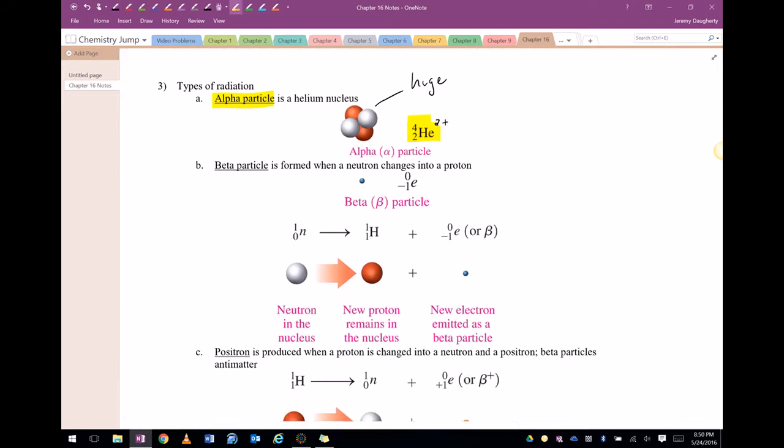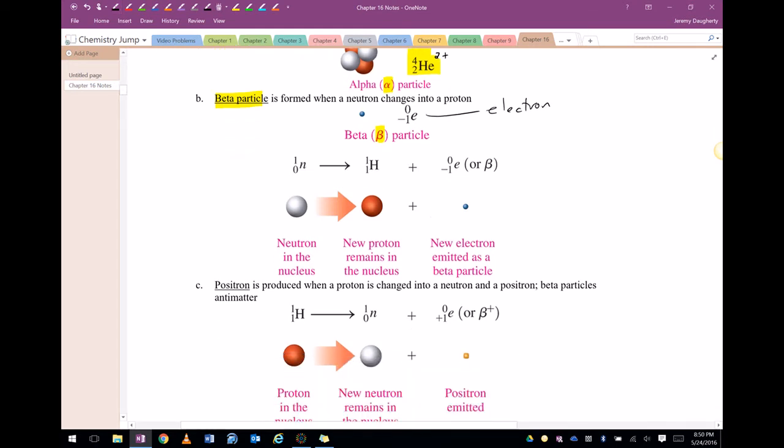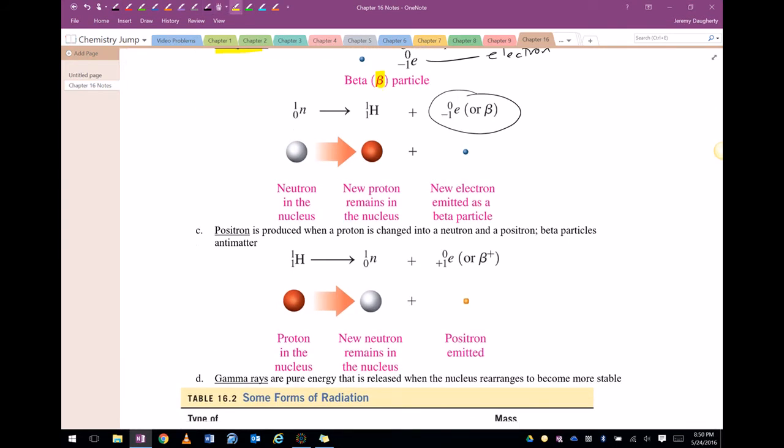There is a beta particle. Oh yeah, and that's the symbol for alpha. Here's the symbol for beta. A beta particle is basically an electron, so quite a bit smaller than the helium nucleus. Here's an example of a beta particle. We can have a positron, which is a beta particle antimatter. Yes, antimatter is real. And if a positron and a beta particle collide, it's an annihilation reaction. They're gone.